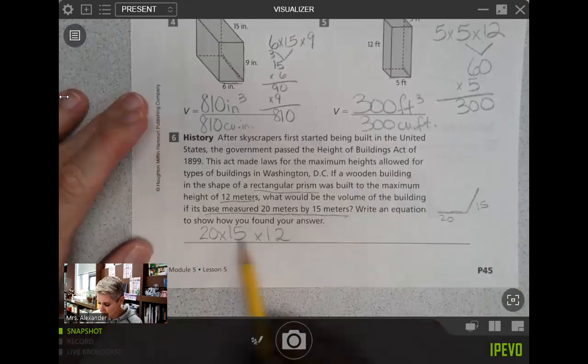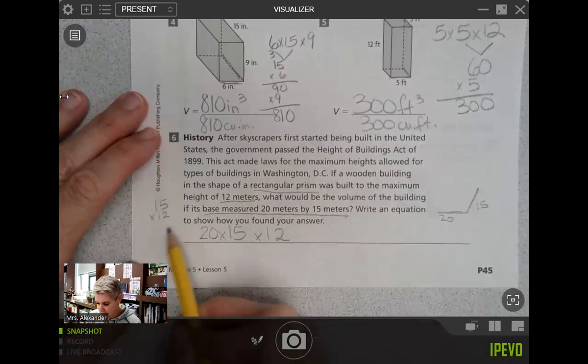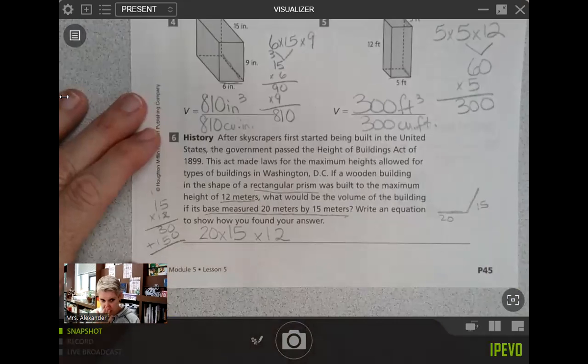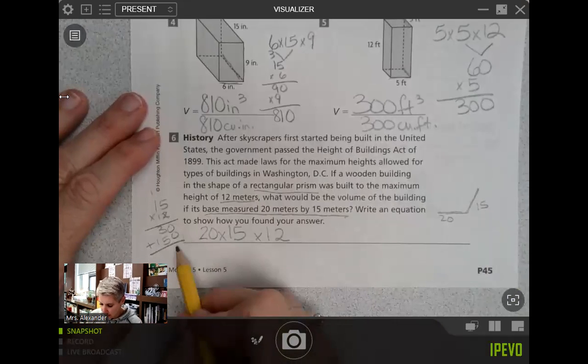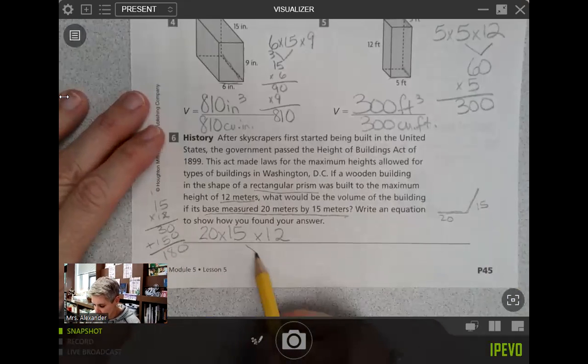So I think I'm going to do 15 times 12 first over here. 15 times 12. If I do that work, I'm going to move on and do that. Hopefully you are doing it with me. Pause your video if you need to at any time, remember. And we're going to get 180. That's our 15 times 12.